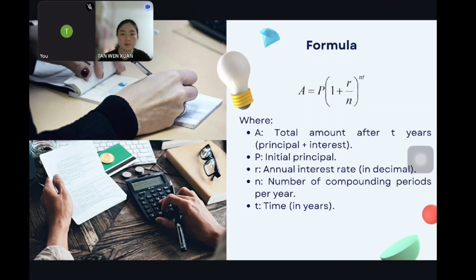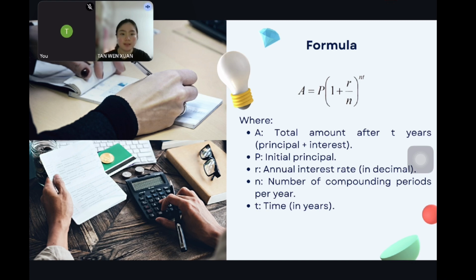The general formula for compound interest is shown here. It depends on 5 variables, where P represents the amount you invest initially, R represents the interest rate in decimal form, N represents the frequency of compounding in a year, and T represents how long the money is invested. As the time and compounding frequency increase, so does the total amount A. This geometric growth is why compound interest is so powerful.